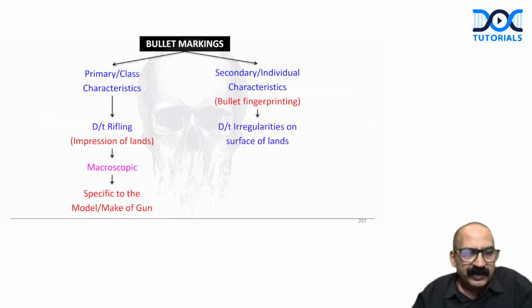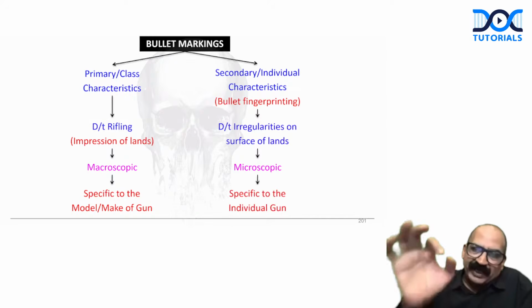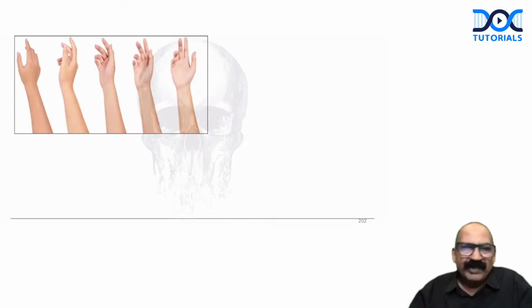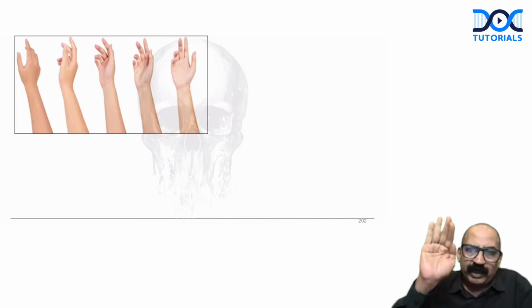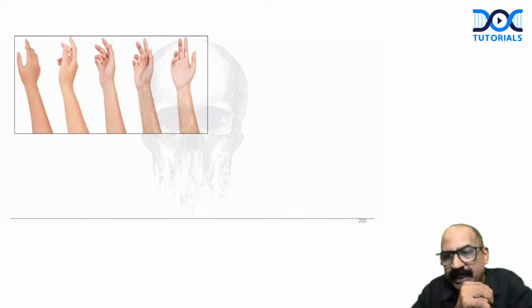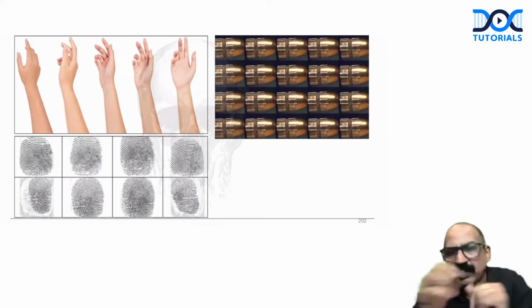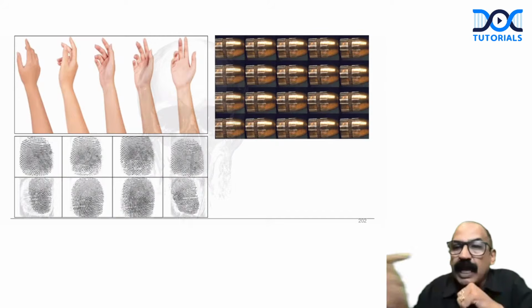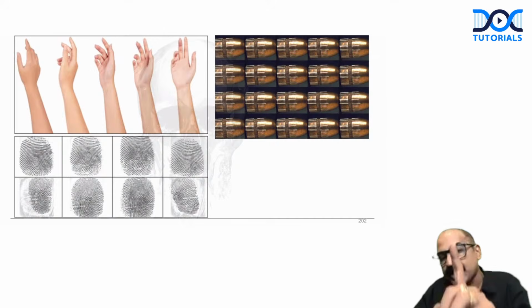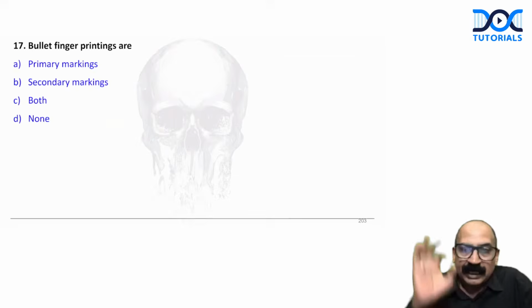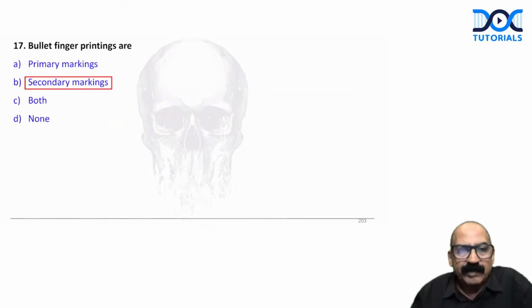So secondary characteristics are due to irregularities on the surface of the lands, which are microscopic and specific to the specific gun or the individual gun. Now, if there are 5 people, I can very well say it belongs to human. Which human? I have to study the fingerprint. Meantime, if I receive 20 bullets, I can say which is the make of the gun, but to know exactly which individual gun, I have to study the secondary characteristics. That's what is known as bullet fingerprinting. Now some teachers may say that bullet fingerprints are both primary as well as secondary markings. That is wrong. It is only secondary markings.